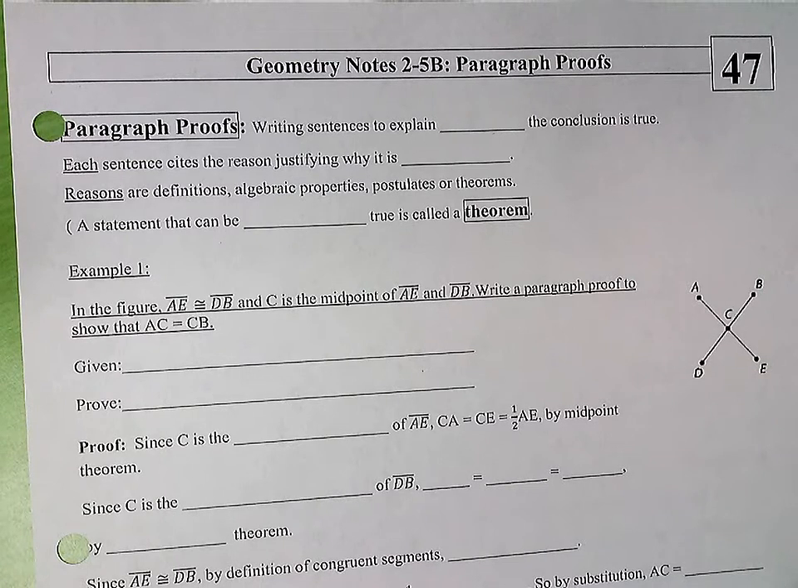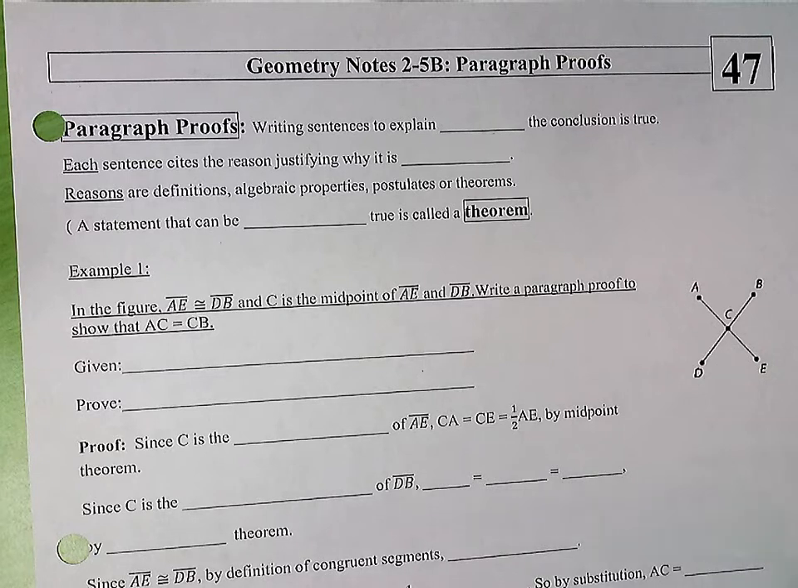Okay, now we're going to do 2.5b, and 2.5b is paragraph proofs. So I wanted you guys to see the 2-column proofs before we went into paragraph proofs, which is actually writing out the sentences instead of just labeling it in 2 columns. So with these proofs, you could label it in 2 columns first, and then you just write out a sentence for each of those rows within the column. Okay, that's all it is. So it's the same thing, just in sentences instead of columns.